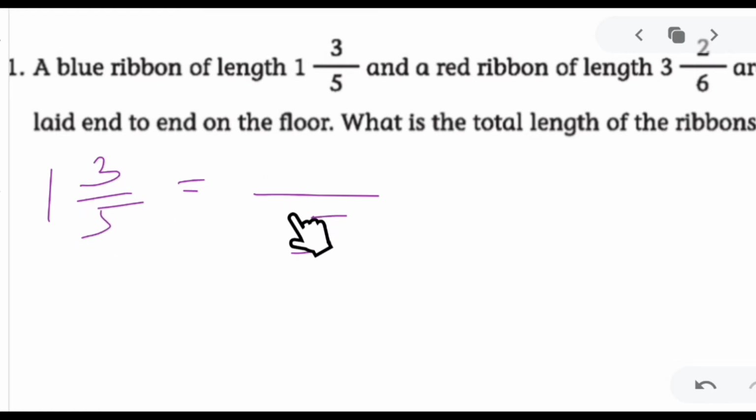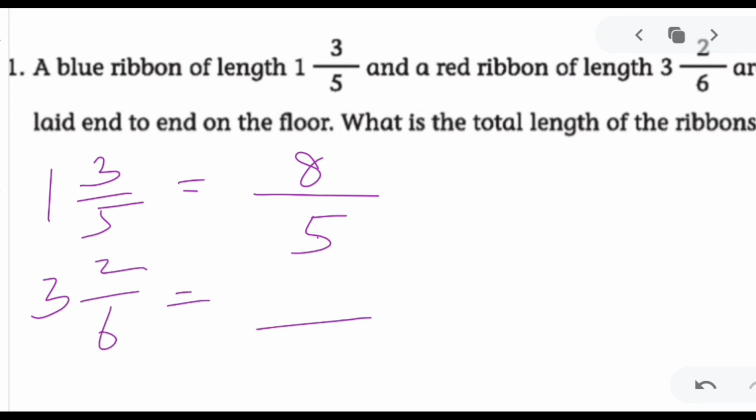Now the total is a mixed fraction, we will change it into improper. Denominator same, you should write it. Then multiply the whole number with the denominator. So 1 5s are 5. Then you add the numerator. 5 plus 3 is 8. So the answer is 8 by 5.